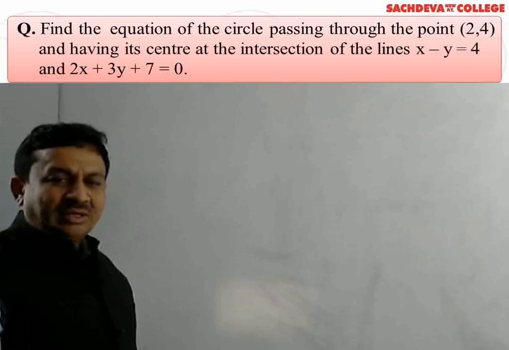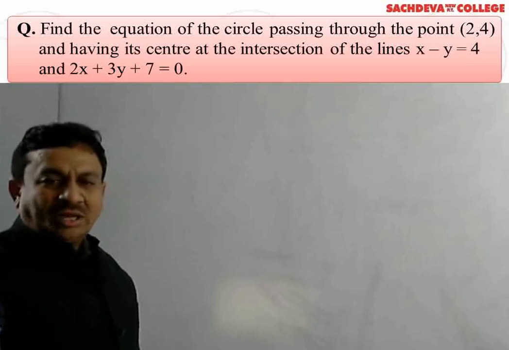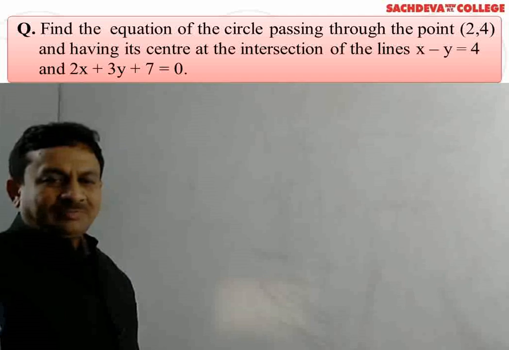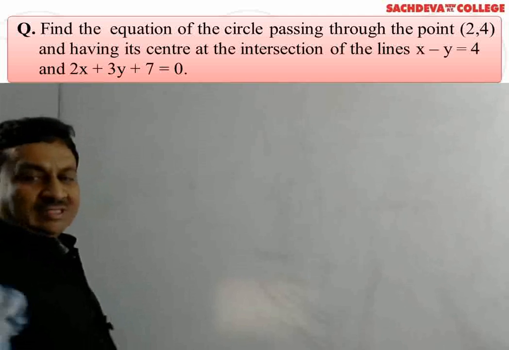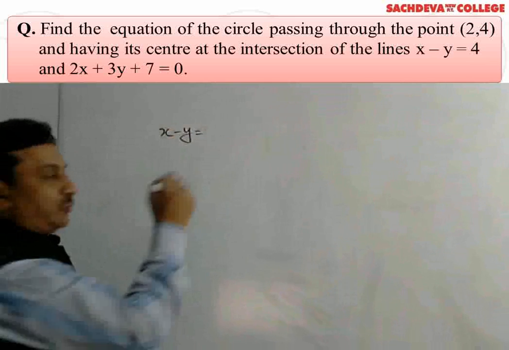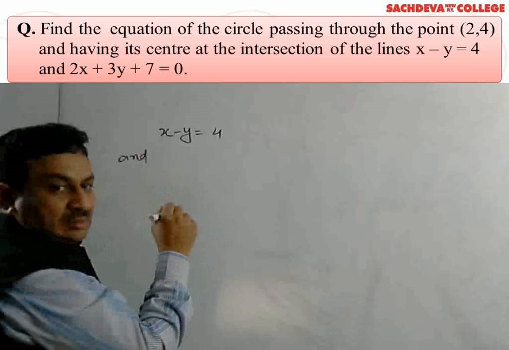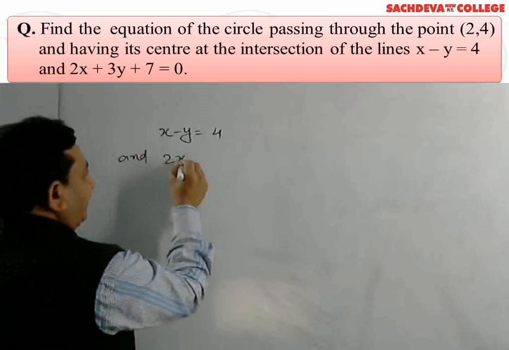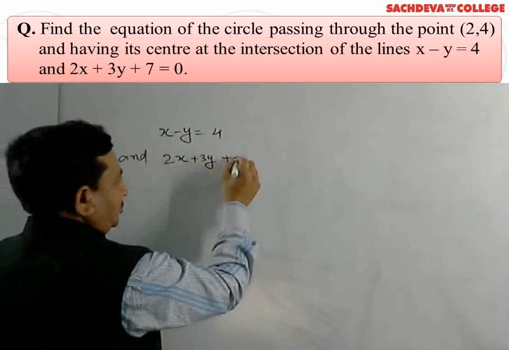Now the next problem: find the equation of the circle passing through the point (2, 4) and having its center at the intersection of the lines x minus y is equal to 4 and 2x plus 3y plus 7 is equal to 0. So it is given that the equations of the lines are x minus y is equal to 4 and 2x plus 3y plus 7 is equal to 0.